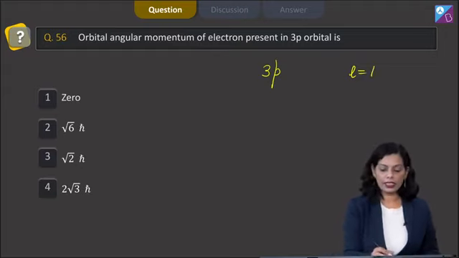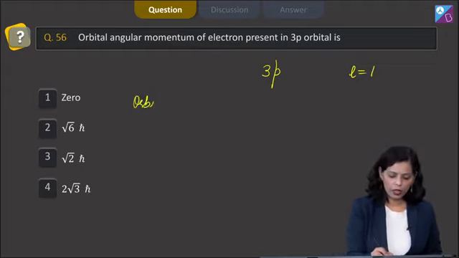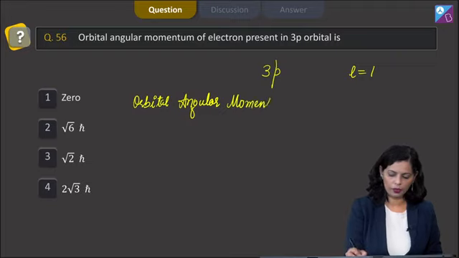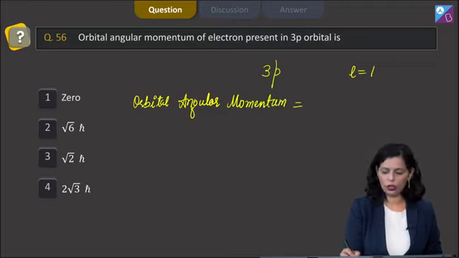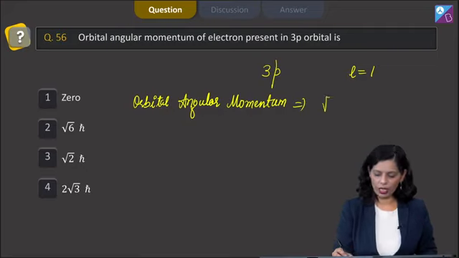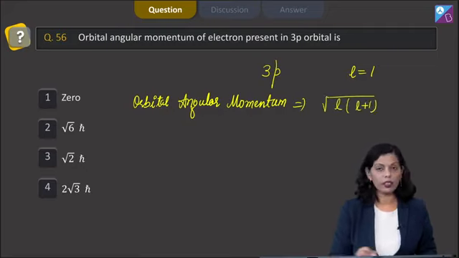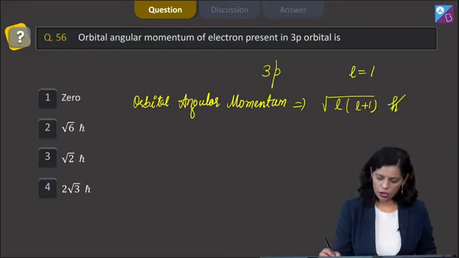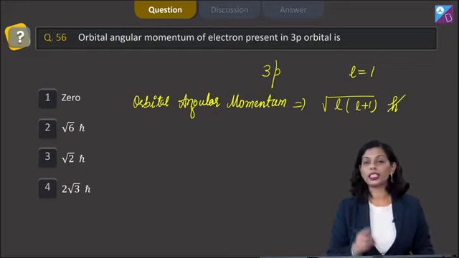Okay. And they are asking about orbital angular momentum. So just recall the formula. Yes, the formula is root of L into L plus 1, times h cross. What is this h cross? This is h by 2 pi.